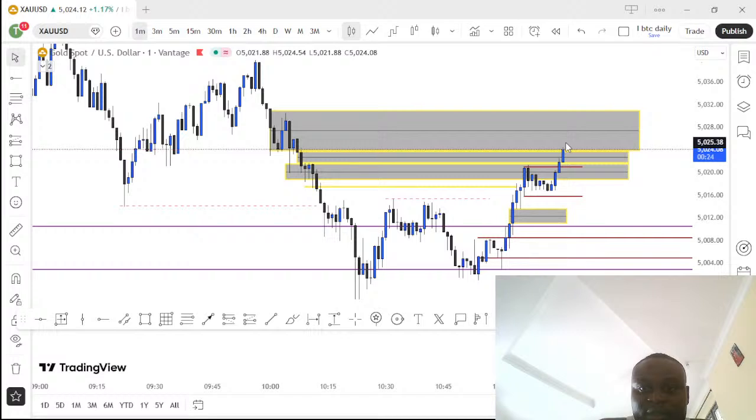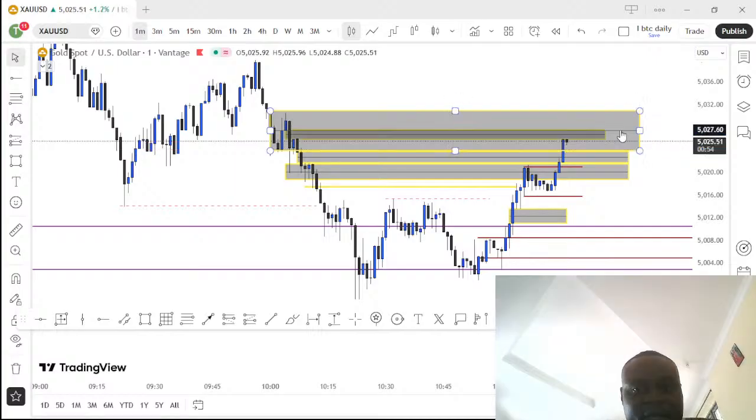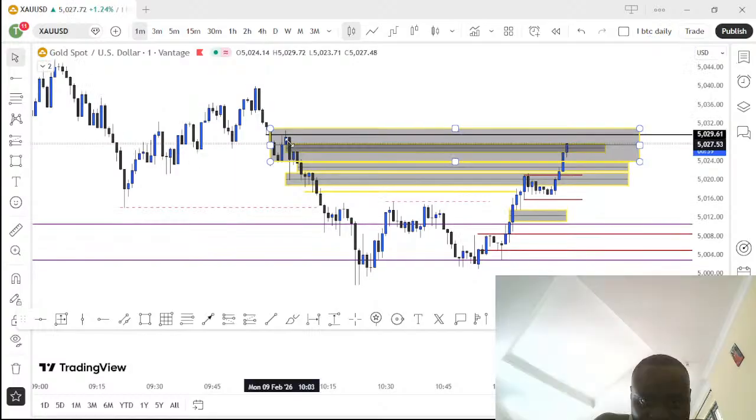Okay, and also we have a fair value gap inside there, this one here. So we still have that, but let's wait and see. And we have another fair value gap here. You see this one here. So I'm expecting price will come to here, and I'm gonna put my sells down.